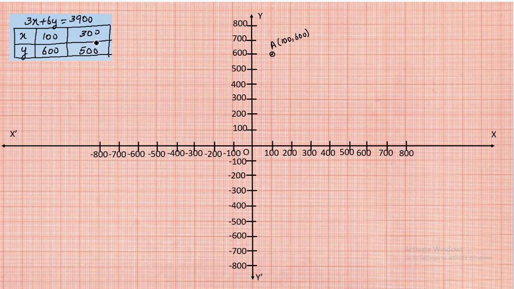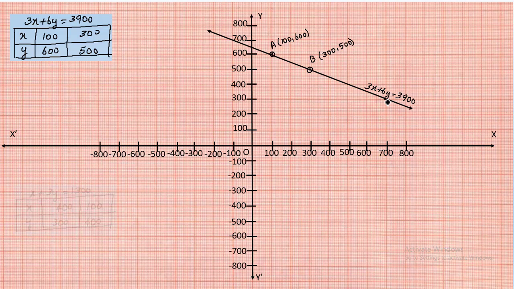Okay, similarly the next point is at x equal to 300 and y is equal to 500. So at x equal to 300 and on y-axis we have 500. So this is the point B. X is equal to 300 and y is equal to 500. So now let us draw a line intersecting these 2 points. For the equation 3x plus 6y is equal to 3900. Write down 3x plus 6y is equal to 3900.